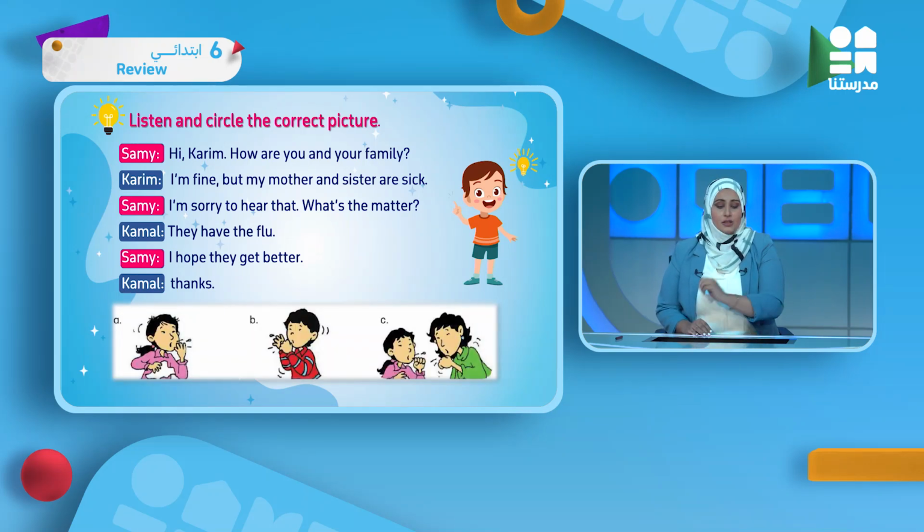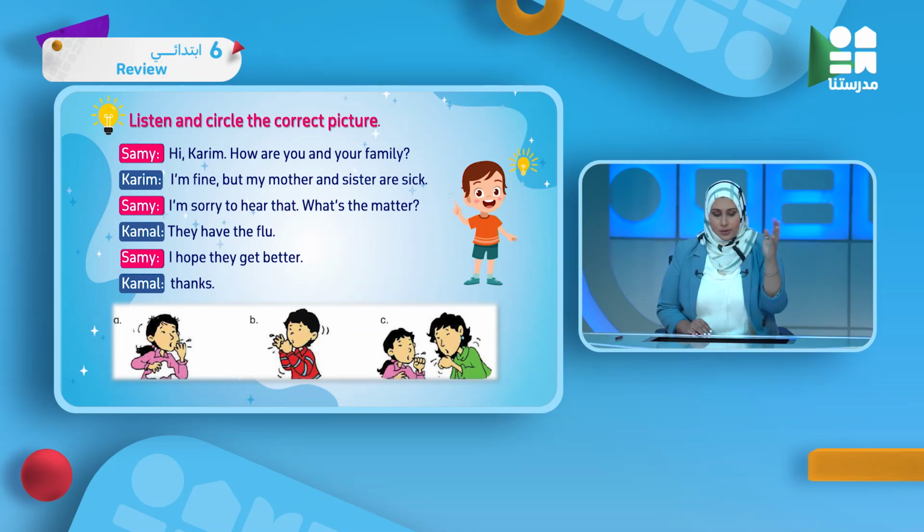So let's check the pictures. We have a girl, okay, and we have a boy, and then we have a woman and a girl. And what are they doing? They are coughing. بيكحوا. So what's wrong with them? They are sick. All of them are sick. كلهم عيانين. طيب this conversation you've just listened to. Which people were we talking about? كنا بنتكلم عن مين؟ عن بنت واحدة ولد ولا البنت ومامتها؟ So who were we talking about?